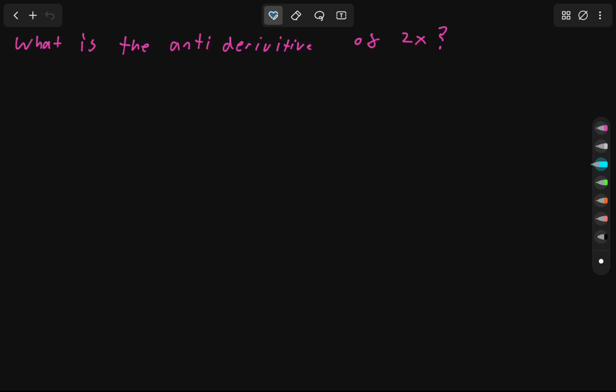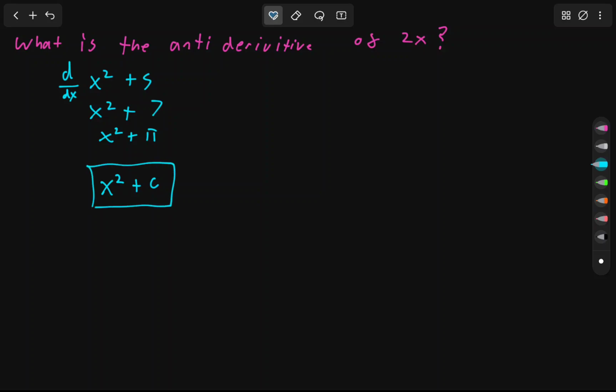Well, the answer to that question is, what function do we have to take the derivative of to get 2x? And the answer is x squared. But what about x squared plus 5? X squared plus 7? X squared plus pi? All of these values have the derivative that is 2x. So for the answer, we just get x squared plus the constant of integration, which we're going to learn what that means much later on. But this would be our answer, as this would encompass any one of these constant values.